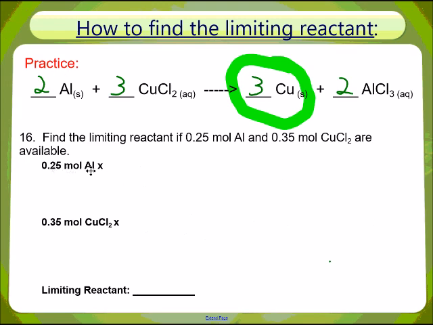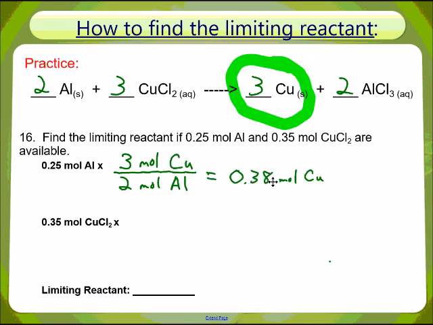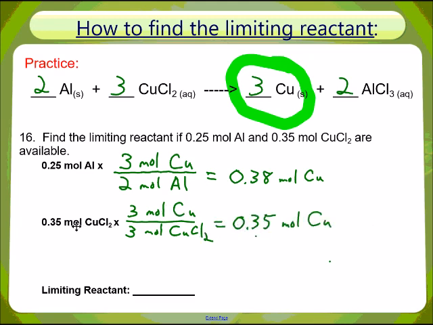So 0.25 moles of aluminum, 2 moles of aluminum will make 3 moles of copper. That means I can make 0.38 moles of copper if I start with 0.25 moles of aluminum. Let's see how much copper we can make if we start with 0.35 moles of copper chloride. 3 moles of copper chloride are needed to make 3 moles of copper. So this can only make 0.35 moles of copper.